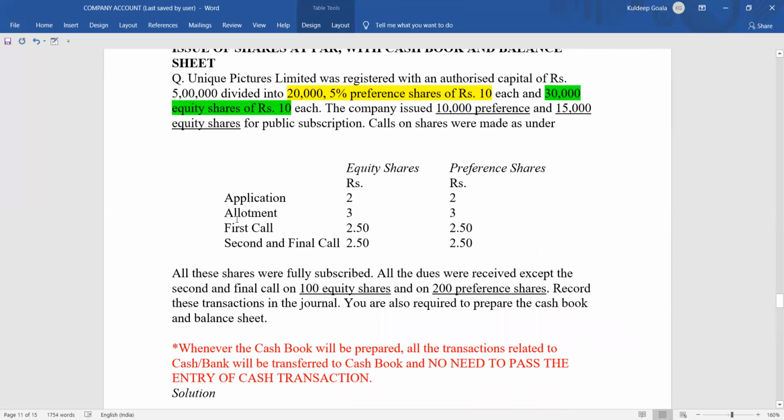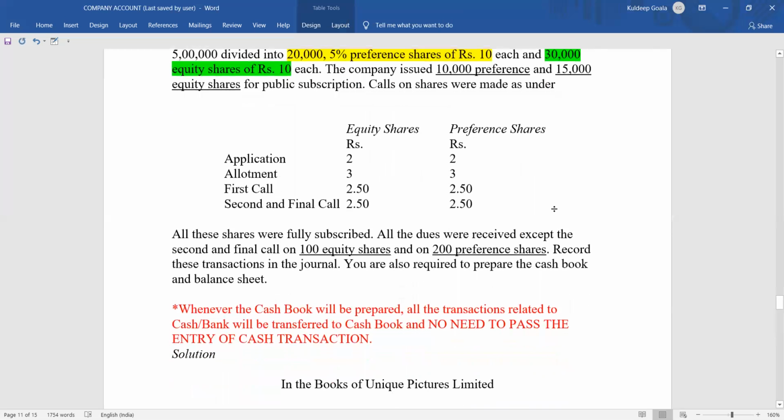Now let's go to the next one. There is the allotment receive entry. We have already seen that the problem was in case of first, second, and final call, right? Second and final call, there is a problem, that is arrear. Other than that, there is no problem. So directly we can receive the allotment money. The entry will be obviously bank account debit to equity share capital account, to 5% preference share capital account. Amount we have already seen.